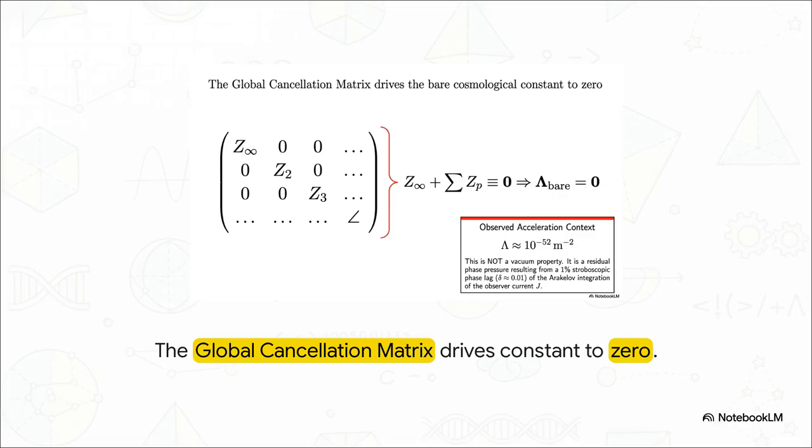Now, astronomers do observe a tiny value, around 10 to the negative 52nd power, that seems to be pushing the universe apart. But LFT shows this is not actually a property of empty space at all. It is simply a residual phase pressure. It's the result of a 1% stroboscopic computational lag in the matrix as the observer current gets integrated. Actually, scratch that. It's not just like a lag, it is literally a rendering artifact. A cosmic frame rate drop.